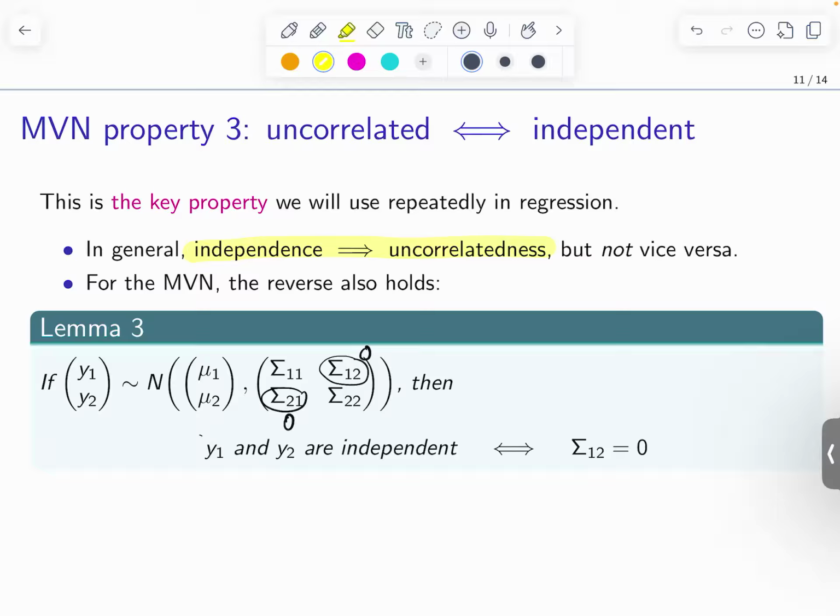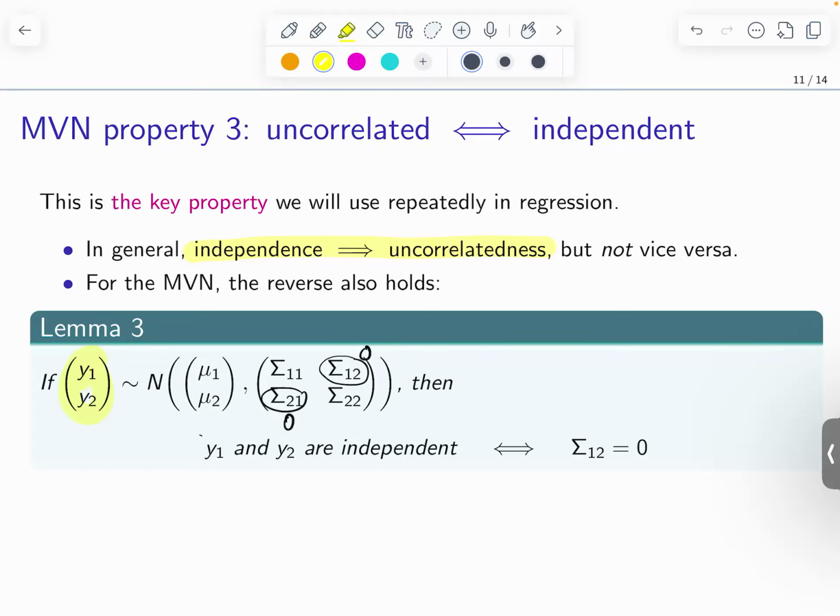So if you have a random vector with elements that are partitioned, and this random vector as a whole has a normal distribution, in other words, we say that y1 and y2 are jointly normal, it means that if I put them together as a vector, it has a multivariate normal distribution. Then if they're uncorrelated, they're going to be independent. That's what this property is saying.